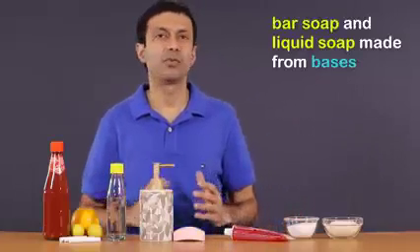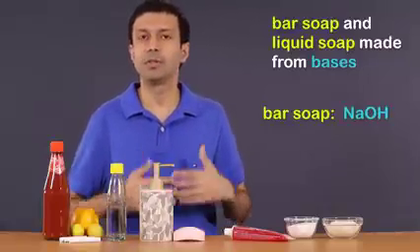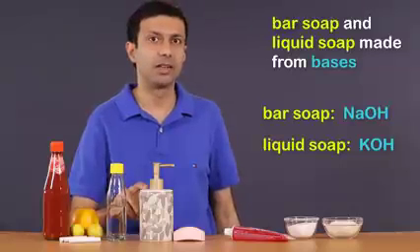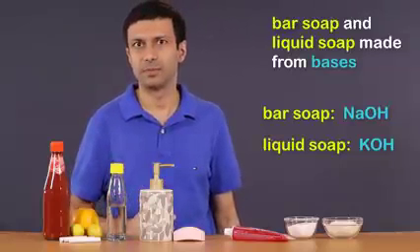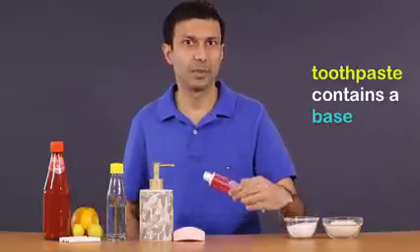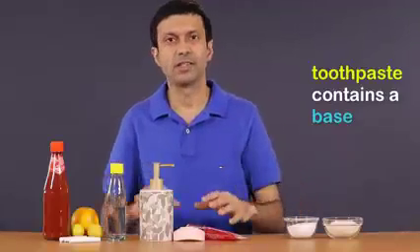All right. Now let's take a look at what are the bases here. The soap and the liquid soap are made of bases. We know that bar soap typically is made from sodium hydroxide, and the liquid soap typically contains potassium hydroxide. And did you know that your toothpaste also contains a base? So we are going to group all of these together here.